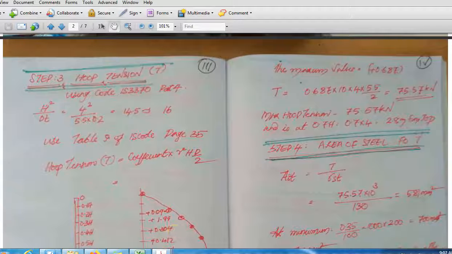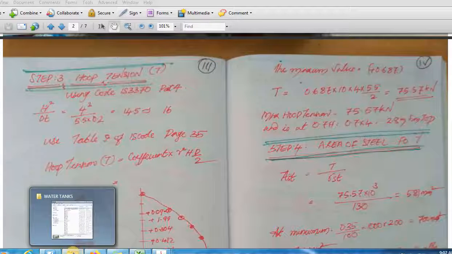Now the next step is, as you know, the circular water tank will have hoop tension because of the water, as well as bending moment on the wall.